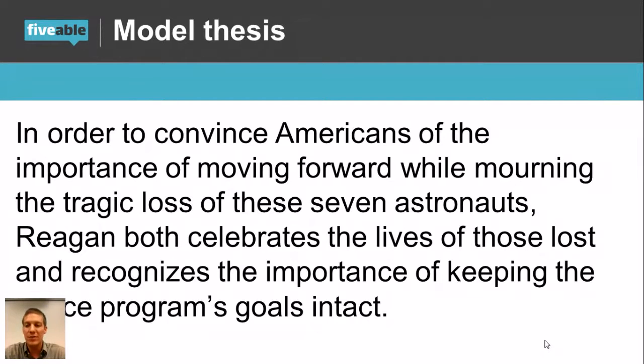Here's the part that a lot of students struggle with as we make this shift. So read with me again after Reagan. This is my generalizing of what he is doing throughout the entire speech. This is not simply saying Reagan uses emotional appeal and blah, blah, blah. So Reagan both celebrates the lives of those lost and recognizes the importance of keeping the space program's goals intact. That's something along those lines.